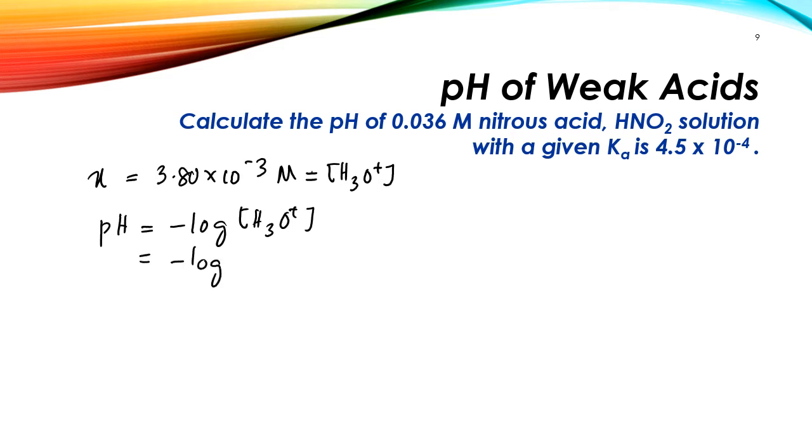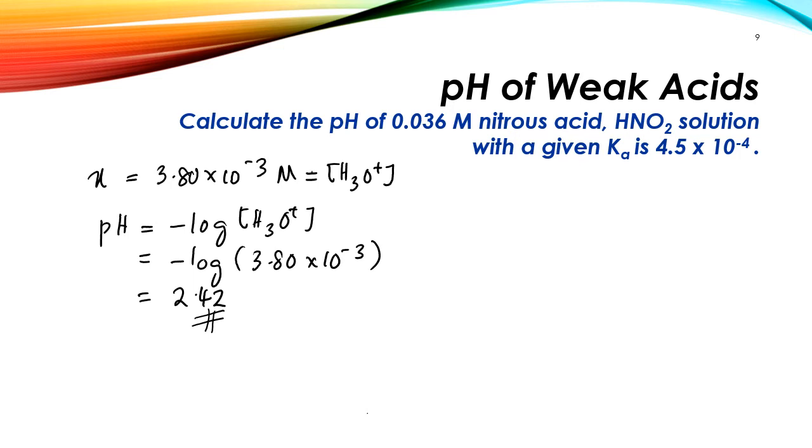Substitute the values, that is negative log 3.8 exponent negative 3 molar, which is equal to 2.42. That is the pH.